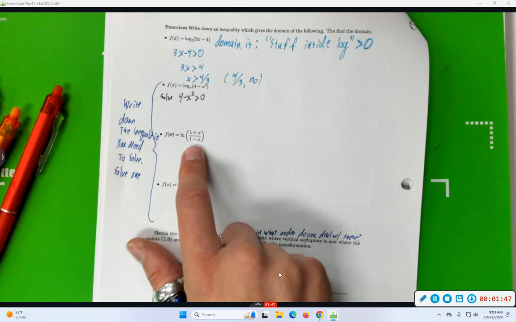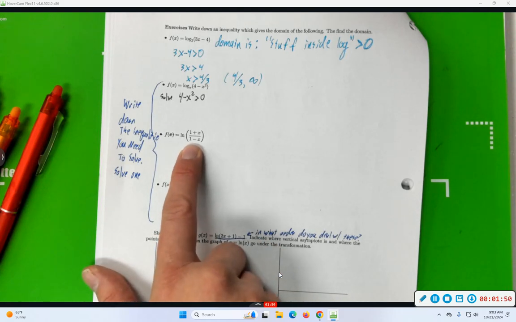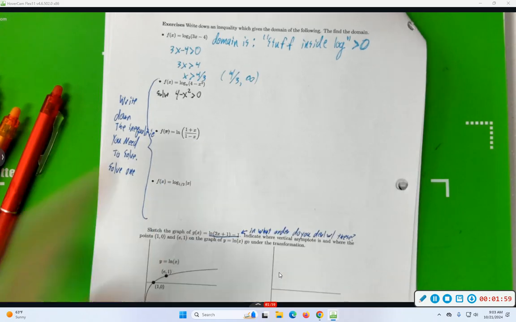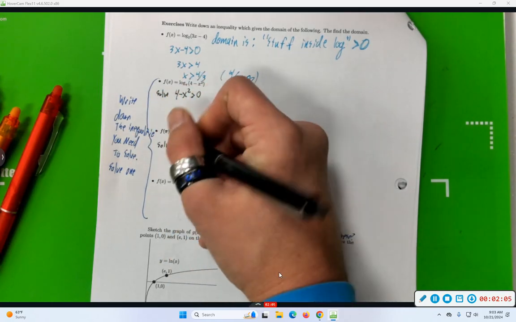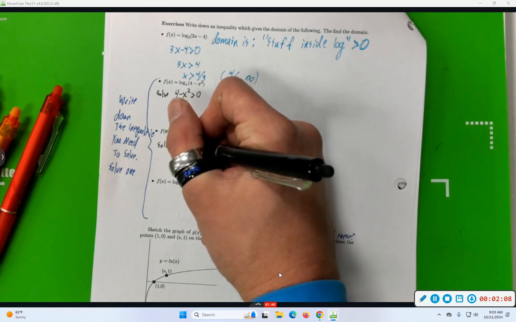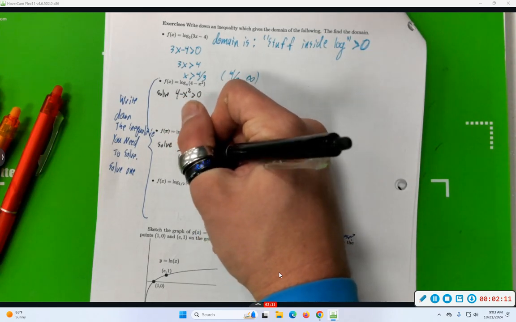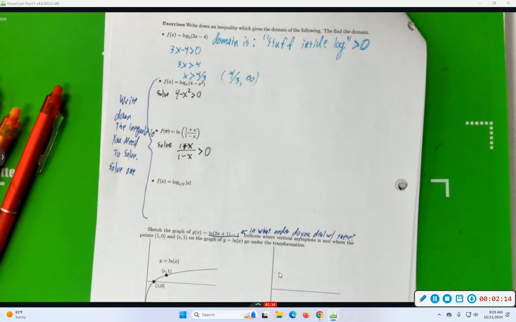This next one. What inequality do you need to solve if you want to find that domain? Whatever's in the log has to be bigger than 0. So to find this domain, you need to solve 1 plus x over 1 minus x strictly bigger than 0. At a glance, that is more complicated than the one above because it's got a fraction instead of just a degree 2 polynomial. Is that still an inequality that you know how to solve?